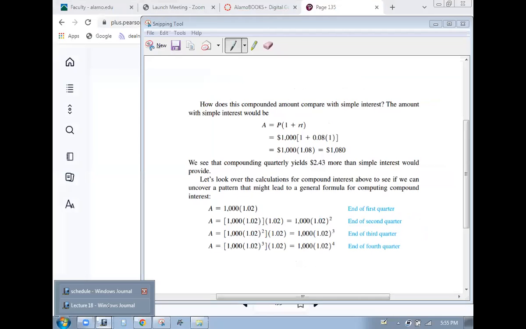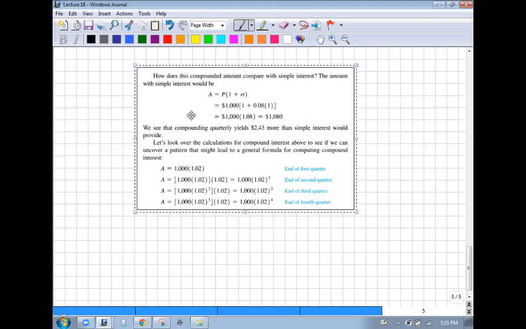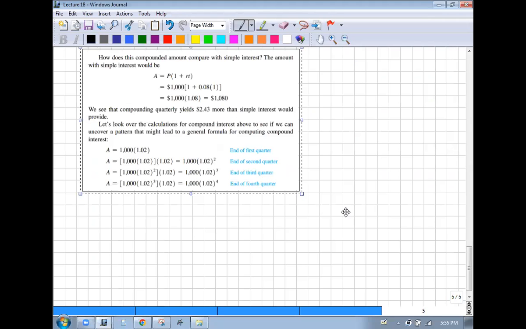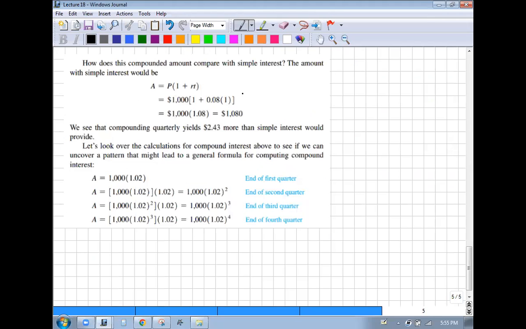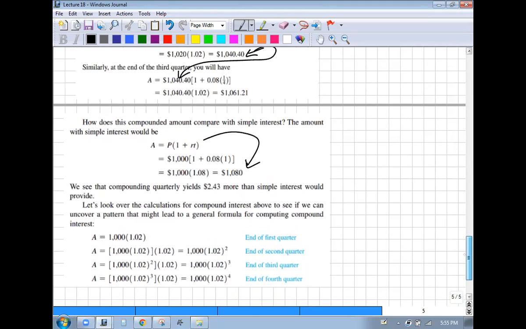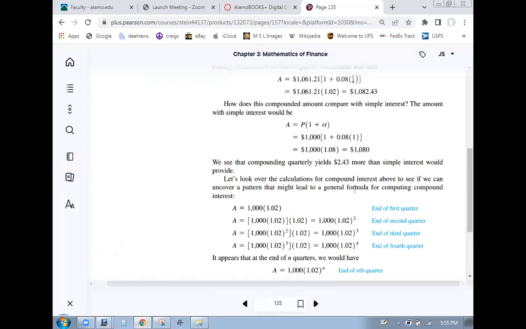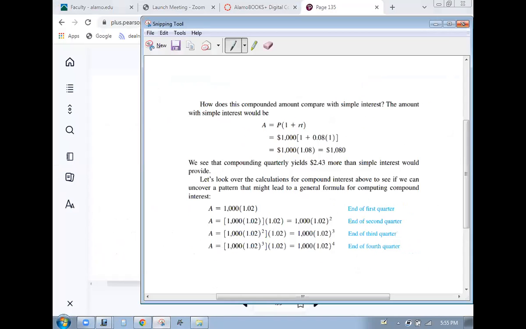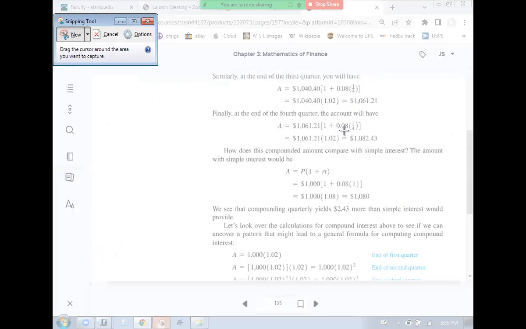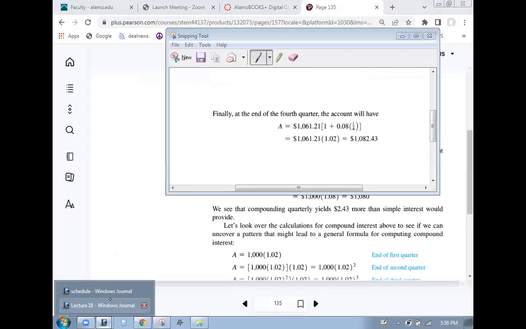Here we start looking at the pattern. So how does this compare with simple interest? If you just did it one time at the end of the year, you have 1,080. Now, where's the rest of this? I'm missing a paragraph. Hold on. Here's the end of the fourth quarter. We need that.